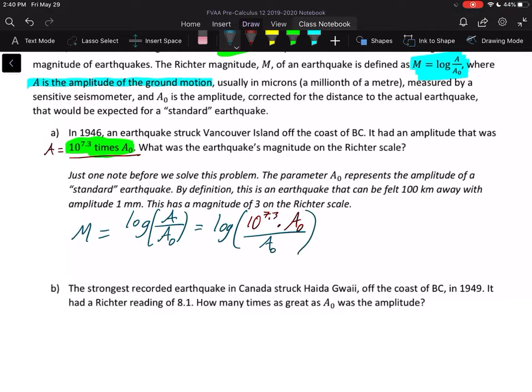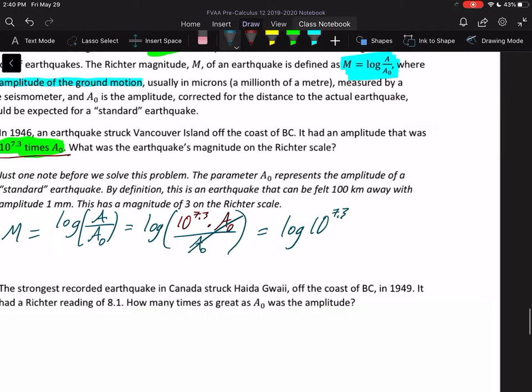That works out nicely because the A0s cancel out, and I'm left with log of 10 to the 7.3, which, if I plug that into my calculator, is equal to 7.3. So that's the magnitude. There was an earthquake of magnitude 7.3.